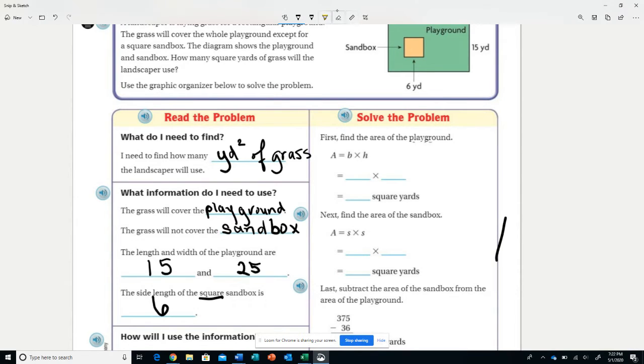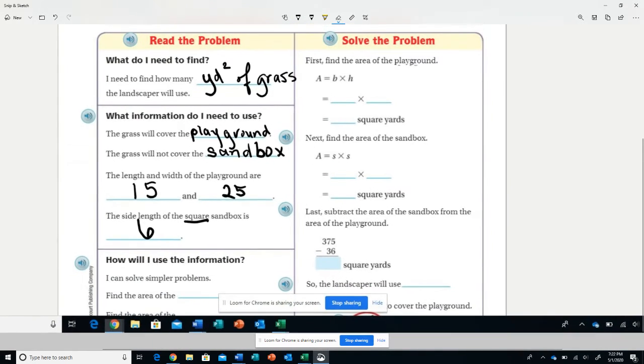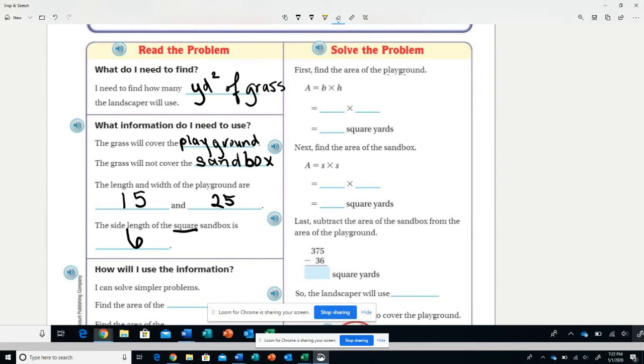Oops, I wanted to scroll up. Looks like I may have cut off part of this problem down here. How will I use this information? I can solve simpler problems, find the area, and in here I'm going to want it to say find the area of the sandbox and also find the area of the playground. So I'm hoping that's all that's under there. We'll go back to that in a couple minutes.